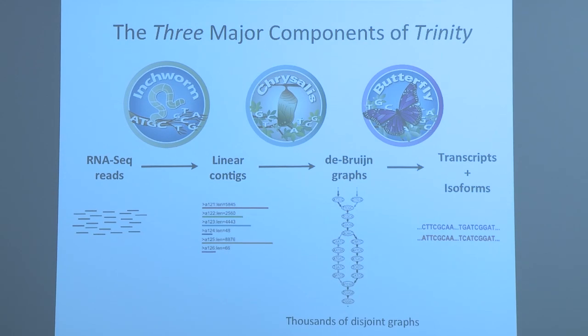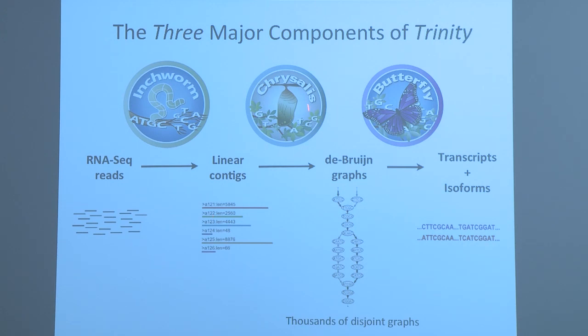Lots of 3s there. It starts with the Inchworm process, where we start with the RNA-seq reads, just the raw reads, and Inchworm does a very quick building of draft contigs, doing a greedy k-mer extension, and I'll describe in minute detail how that works. So we get these linear contig sequences from the reads.